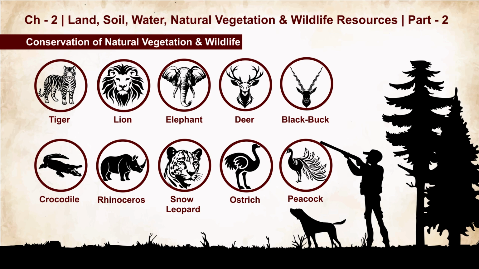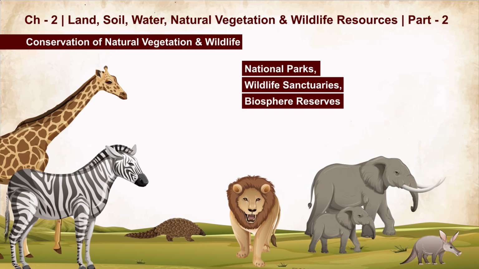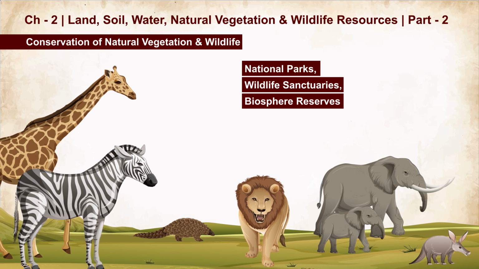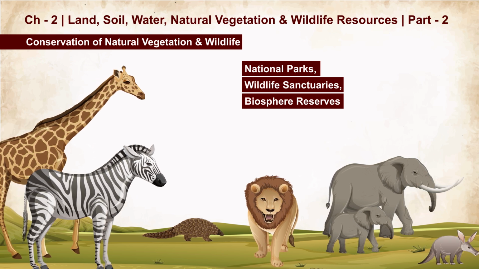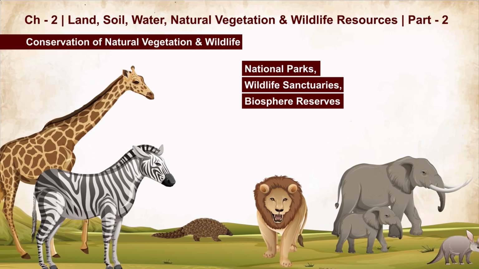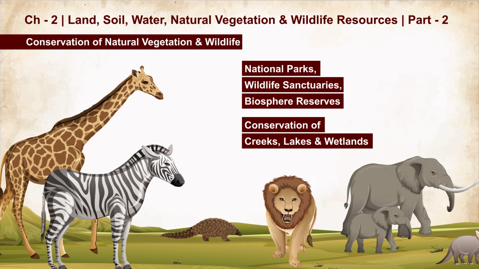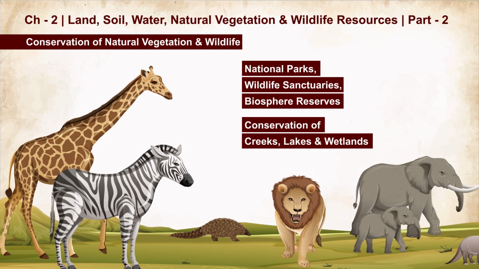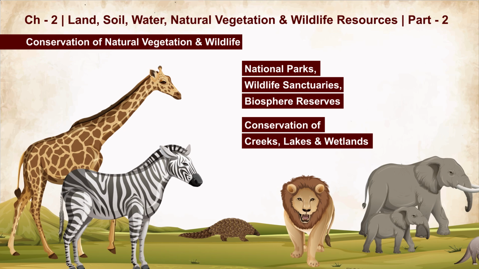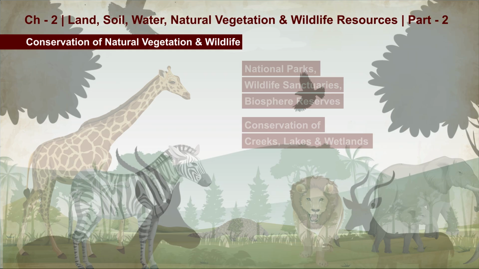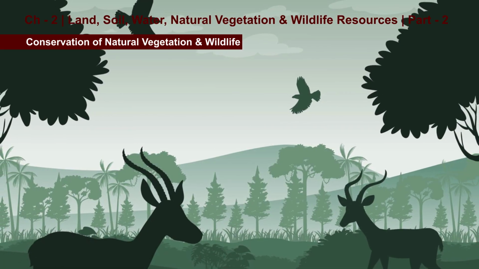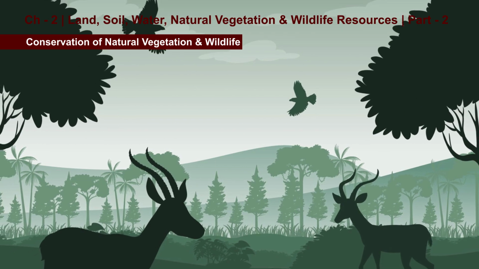These animals can be conserved and protected by increasing awareness. National parks, wildlife sanctuaries and biosphere reserves are made to protect our natural vegetation and wildlife. Conservation of creeks, lakes and wetlands is necessary to save the precious resource from depletion. There will be a balance in the environment if the relative number of species are not disturbed.